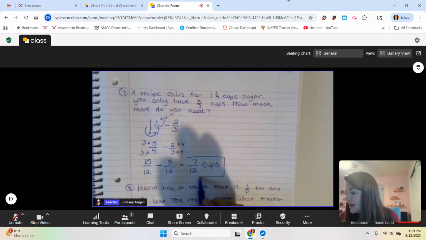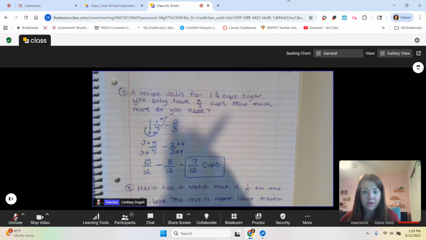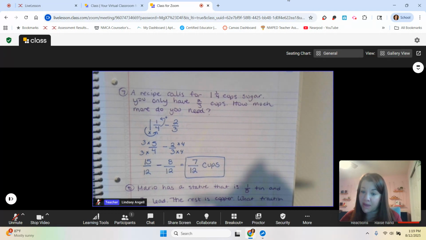Now, that is an obnoxious amount of sugar, just so you know. If you're a baker, you know. Your measuring cups aren't going to have 7/12. So, but anyway, that gets you to the answer.